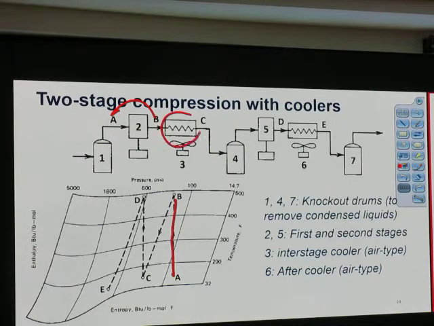Then we cool it down. That's the interstage cooler. When we cool it down, we do it without losing pressure. So we follow the constant pressure line, but temperature goes down. We reach point C. Once we reach point C, we go to another inlet scrubber.